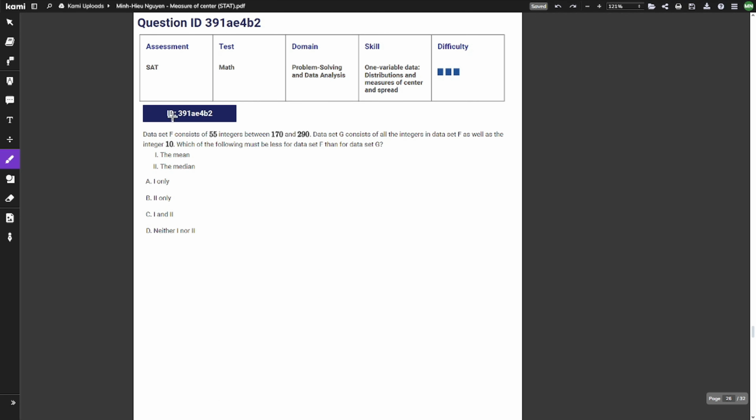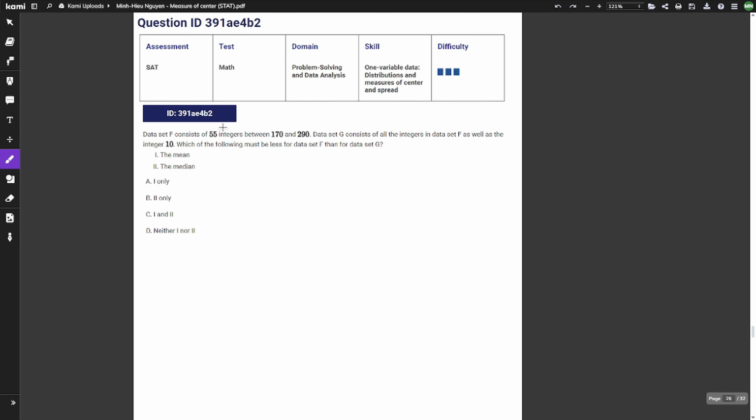Question number 26. Dataset F consists of 55 integers between 170 and 290. Dataset G consists of all the integers in dataset F, as well as the integer 10. Which of the following must be less for dataset F than dataset G? And we have the mean and the median.